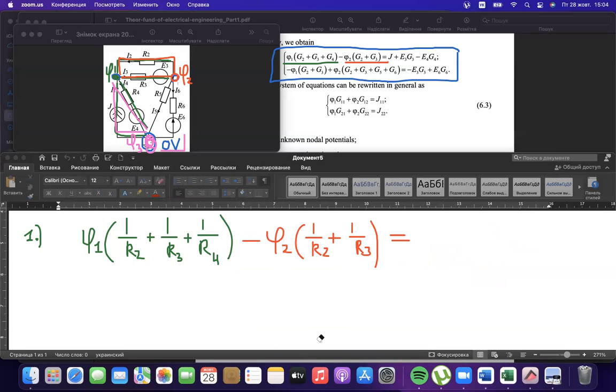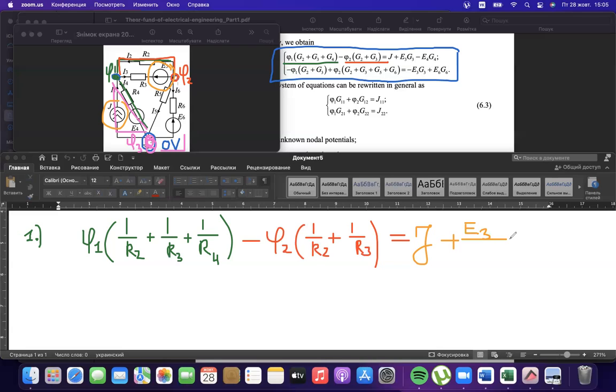All sources that are near the potential. We have source J, pointed in the direction to the node. That is why it is with plus. Then we have source number 3. If we look at the direction, it will also be to the potential. That is why it will also be with plus.